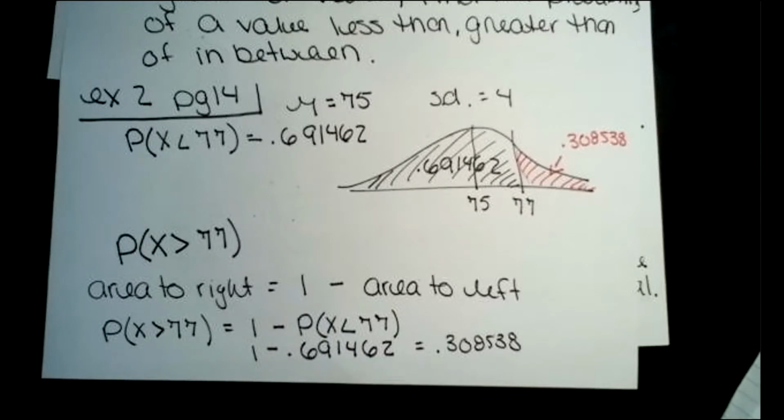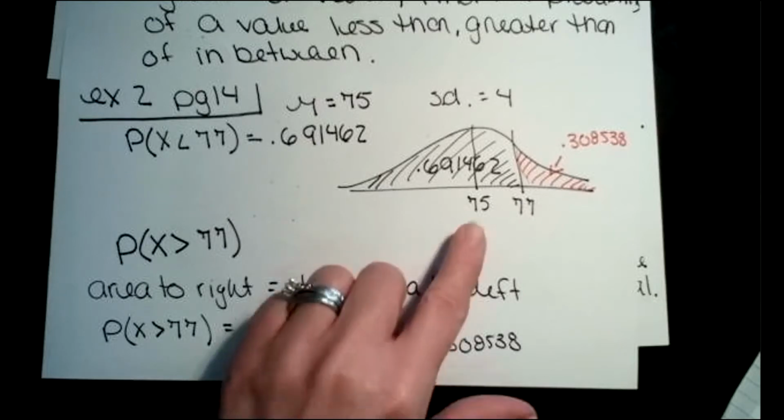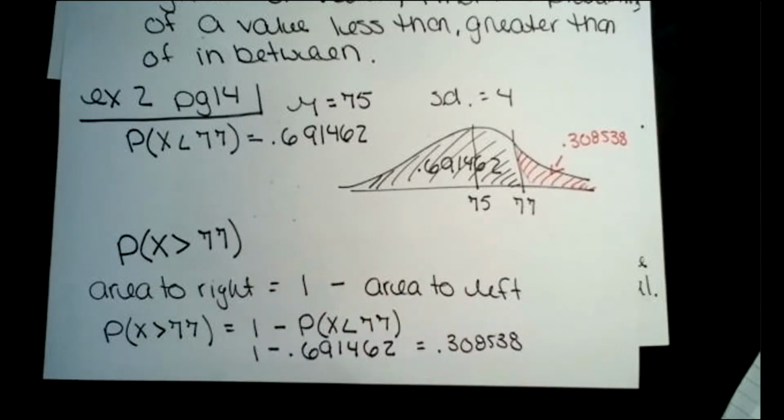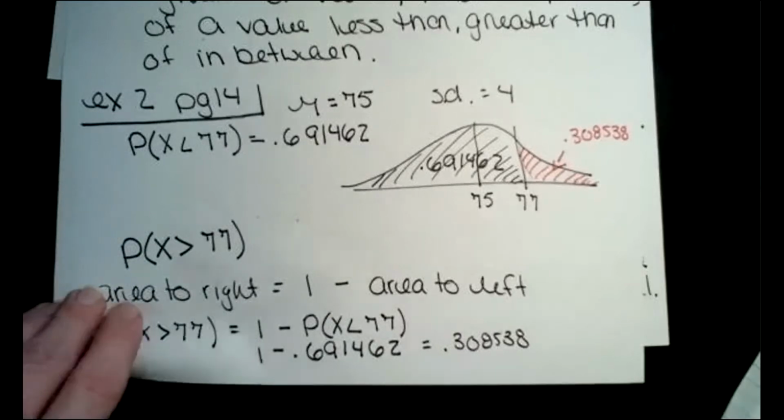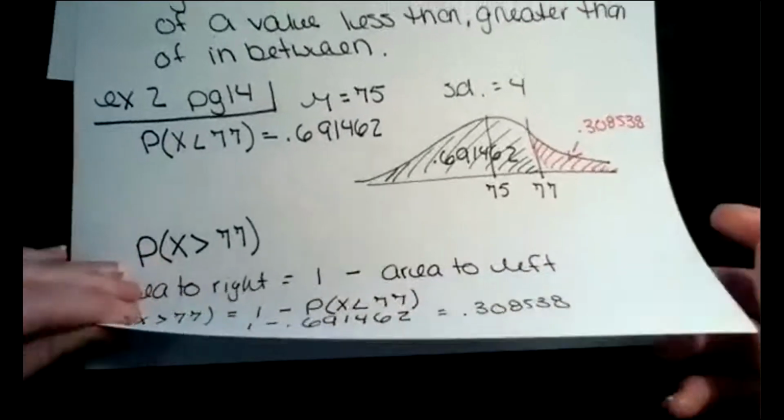Okay. So again, we would do a write-up. We would say with a mean of 75, a standard deviation of 7, the probability that a value is greater than 77 is 0.308538. Okay, you would just put it into words. Any questions on that one?